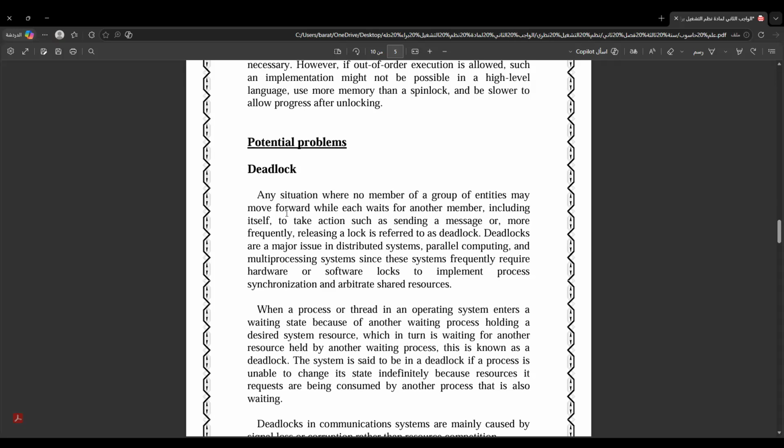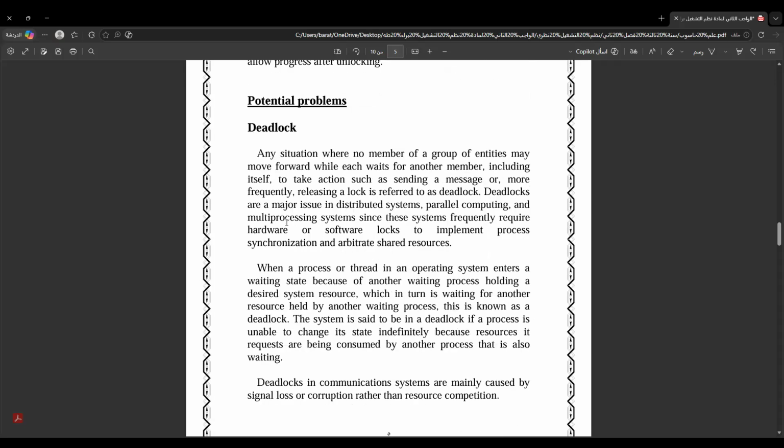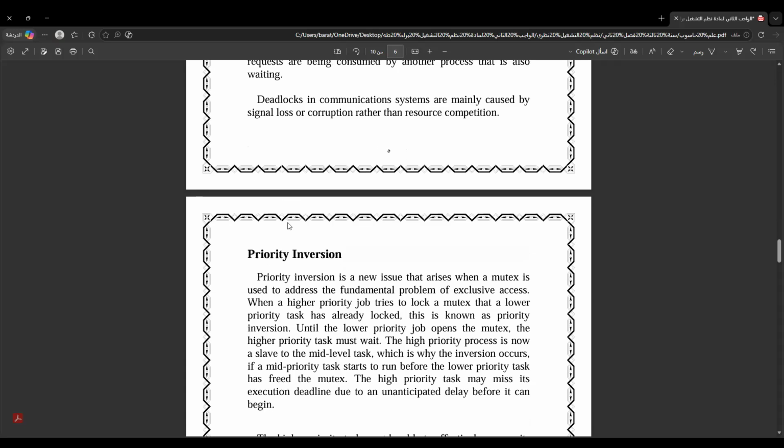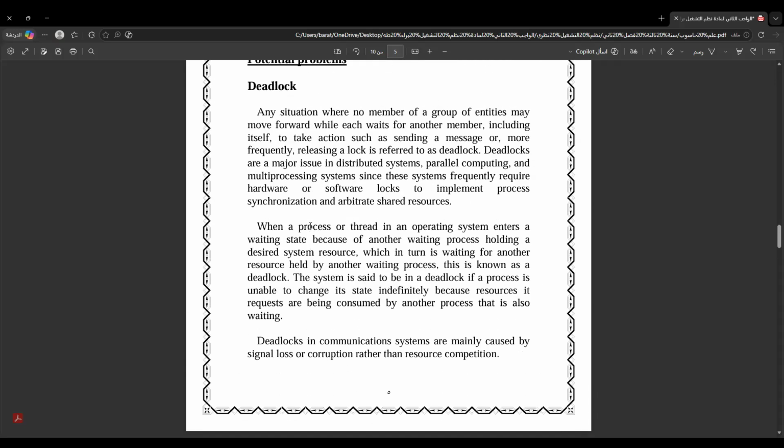To prevent deadlocks, we can use techniques such as acquiring locks in a fixed order, using timeouts when waiting for a lock, or avoiding holding multiple locks at the same time when possible.